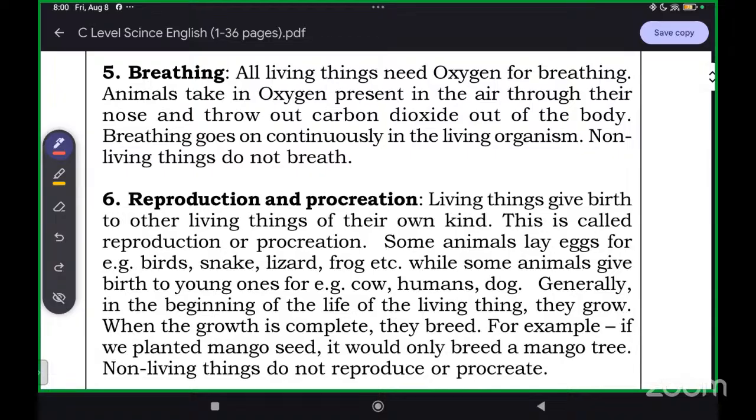When we talk about breathing, it involves the exchange of gases. In humans, it is taking in oxygen and releasing carbon dioxide. That is the exchange of gases, also known as breathing. In plants, they take in carbon dioxide and release oxygen. That is the breathing that takes place in plants. So all living things breathe.